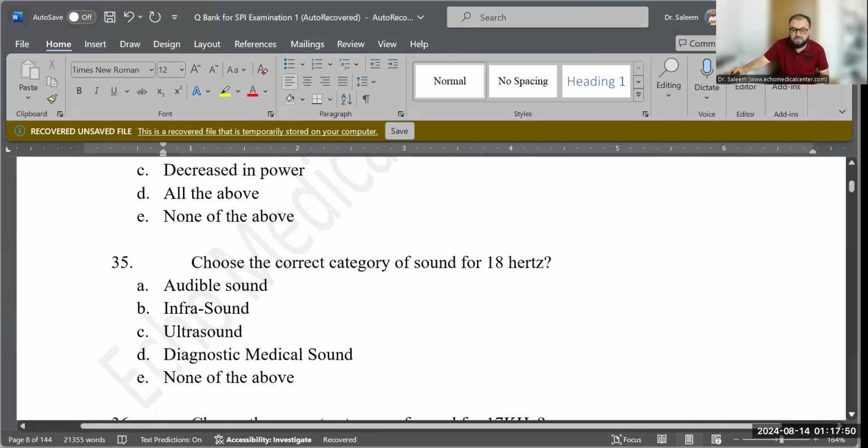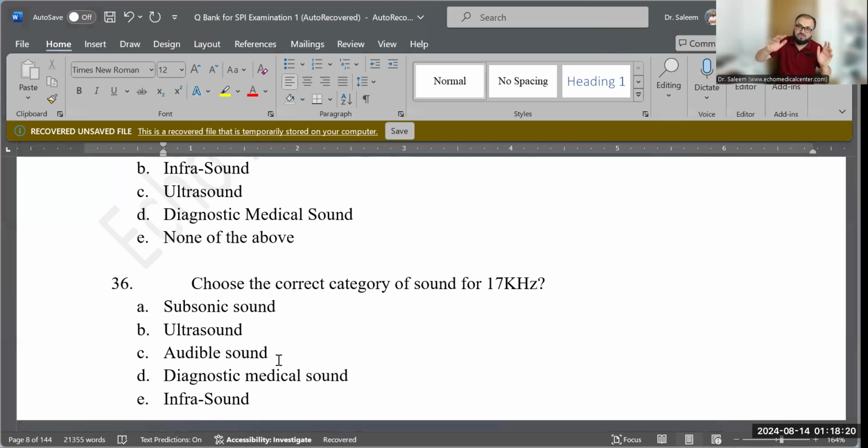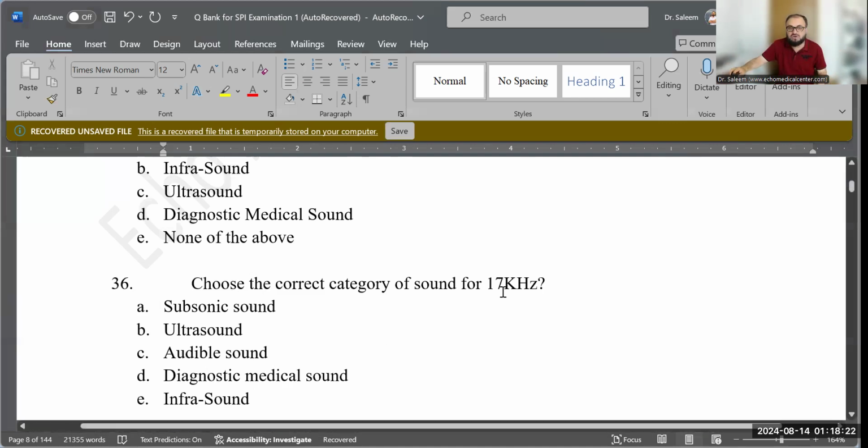Okay, let's see the next question. It says, choose the correct category of the sound for 17 kilohertz, or 17,000 hertz. Same thing. What do you think? Subsonic sound, ultrasound, audible sound, diagnostic medical sound, or infrasound? Just earlier I mentioned. Absolutely right. C is the correct answer. That is audible sound because it starts from 20 hertz to 20 kilohertz. So that is the range for them. 17 kilohertz is less than 20, so that is audible sound.